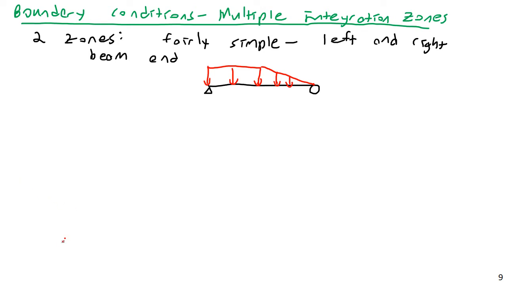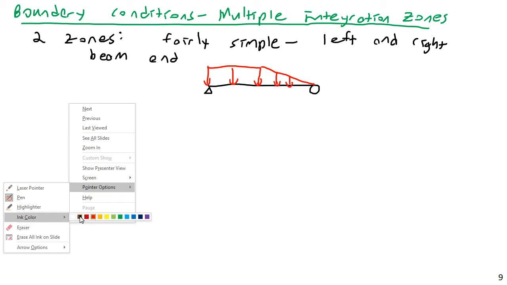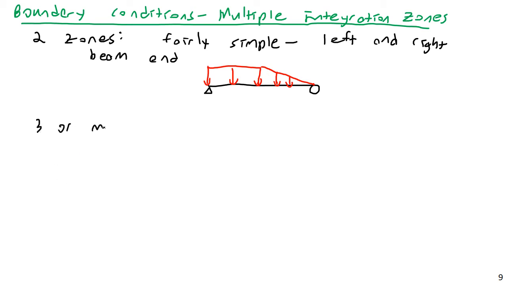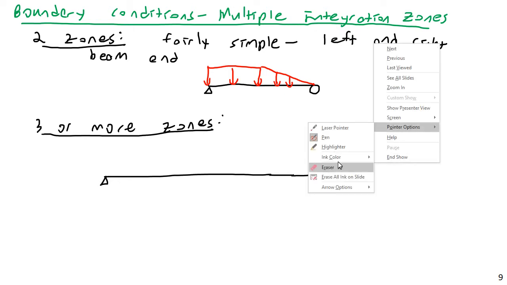But where it gets more complex is where you have many zones of integration. So what if I had three or more? This is where it gets fun. What if you have three or more zones? Let's say you have something like this. And again, when I say two or three, I'm assuming simply supported, but especially if you had something like a cantilever, even two zones of integration require doing this advanced method here. And advanced is not really that difficult. It's just something that does bear some explanation, though.